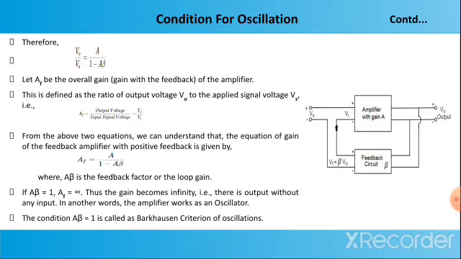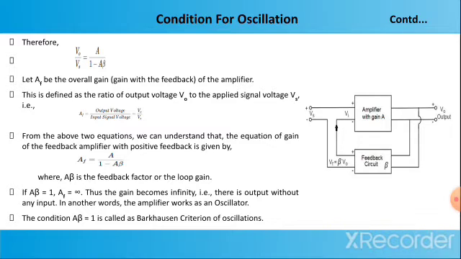Let AF be the overall gain of the amplifier, that is gain with feedback. This is defined as the ratio of output voltage V naught to the applied input voltage Vs, that is V naught upon Vs is nothing but AF. From the above two equations, we can understand that the gain of the feedback amplifier with positive feedback is given by AF equal to A upon 1 minus A beta, where A beta is the feedback factor or loop gain.